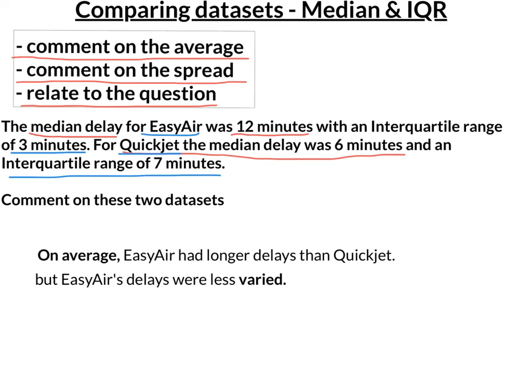So overall, I'd write on average, and I would start all of my answers with an on average. Easy Air had longer delays than QuickJet, but Easy Air's delays were less varied. There you go, there's your answer.